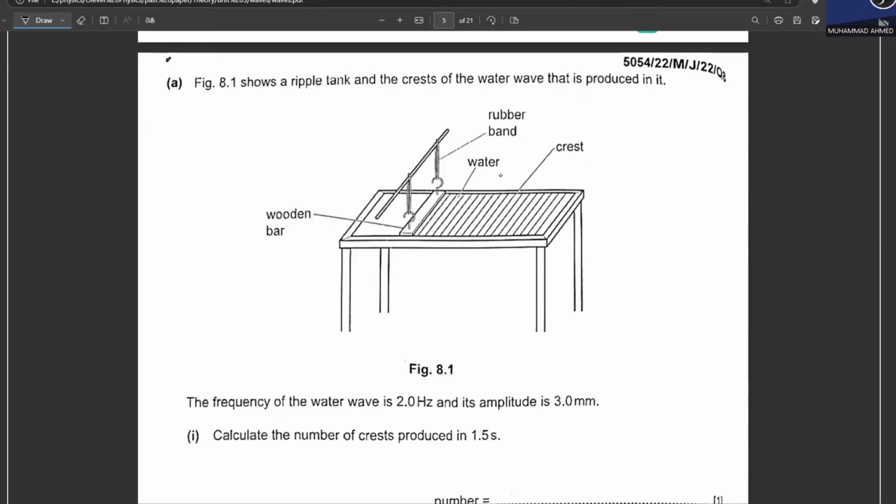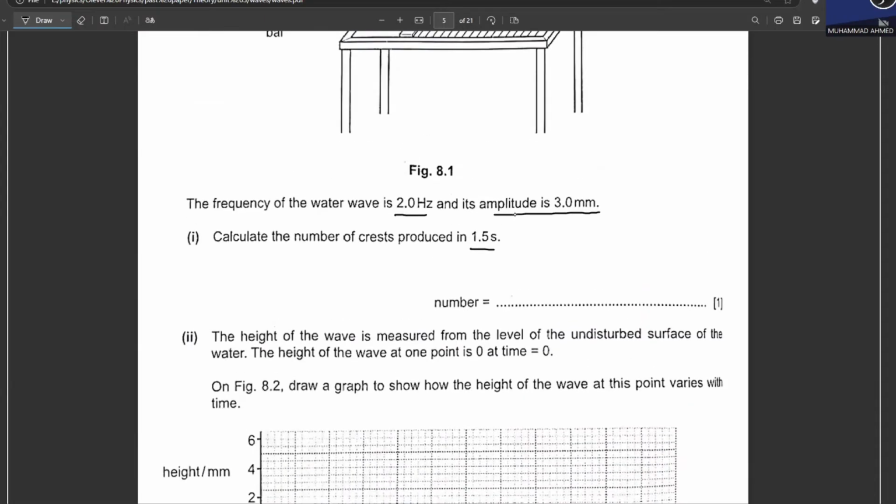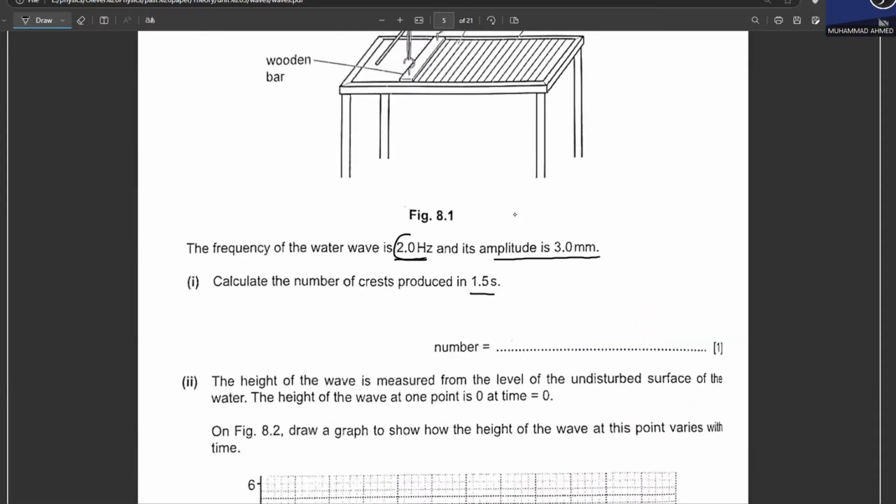Figure 8.1 shows a ripple tank and the crest of the water wave that is produced in it. Okay, this is the crest of the water wave. The frequency of the water wave is 2 hertz and its amplitude is 3 millimeter. Calculate the number of crests produced in 1.5 seconds. Okay. So first of all, you have to understand what 2 hertz means. 2 hertz means that there are two waves being produced in 1 second. Something like this. This is what happens in 1 second.